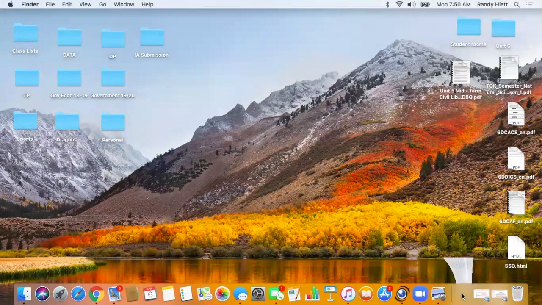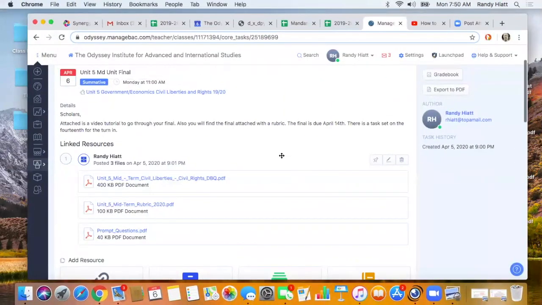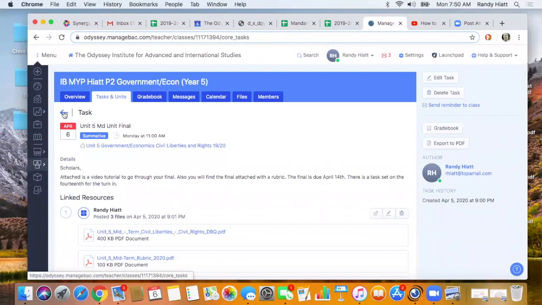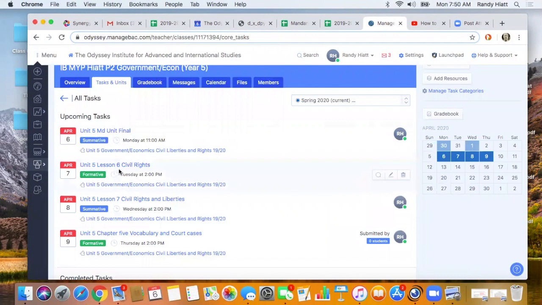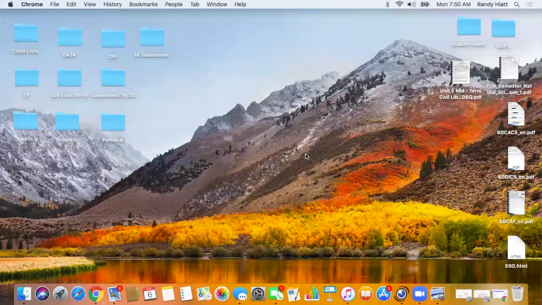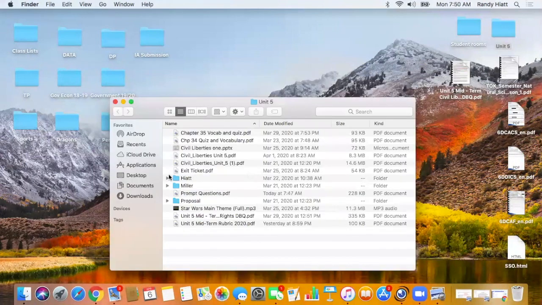Now, real quickly, what we want to look at is what else we have going on this week. Tomorrow you will have another lesson on civil rights that I will post. It'll be a video lesson, about 15 minutes long. You'll have your class with me on Wednesday. And then on Thursday, your vocabulary and court cases are due. Those documents look like this. They were given to you 2 weeks ago.